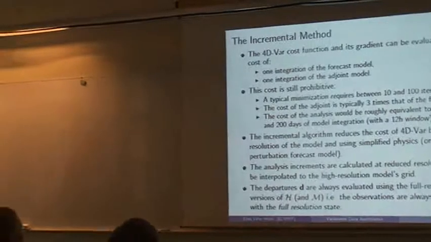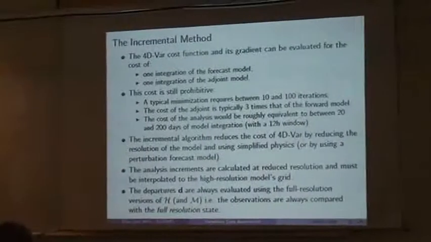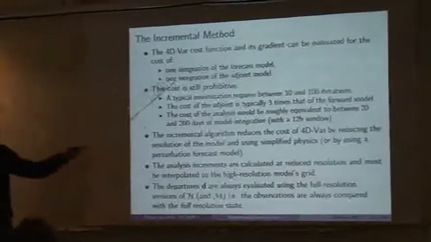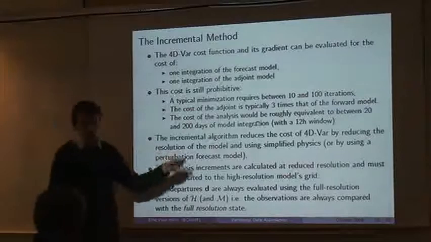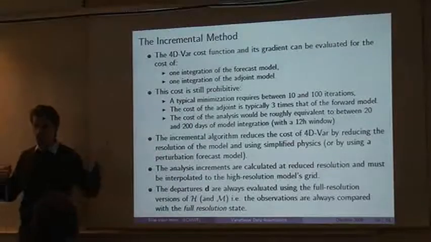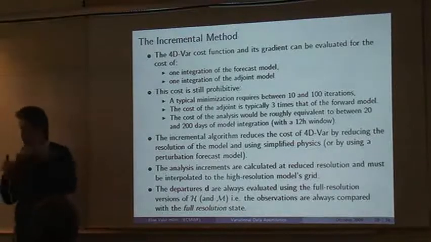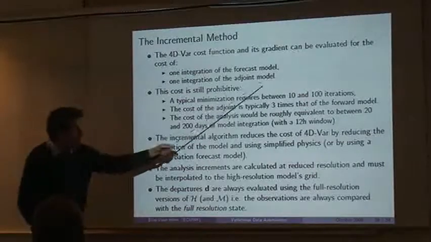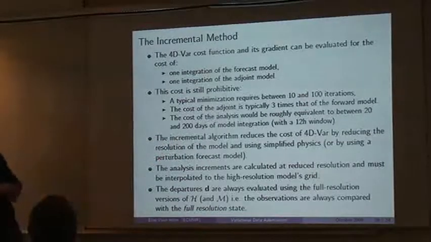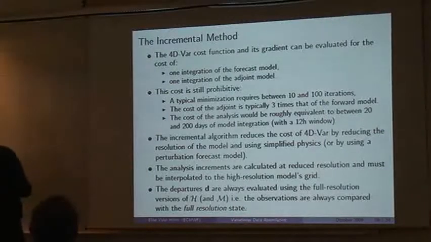So the main result we are going to use is that the gradient of the cost function can be evaluated by making one integration of the forecast model, and when you make the integration of the forecast model, at each time step, you calculate this observation minus h of x. That gives you the observation term. And the adjoint model then integrates all these contributions from the observations back to the initial state, where they're compared with the background state at the beginning.